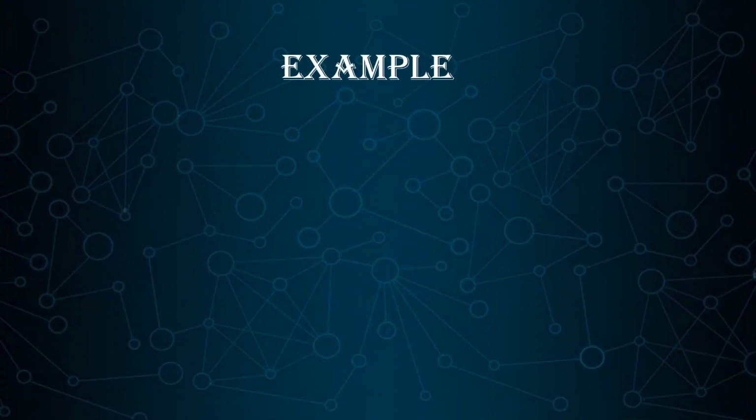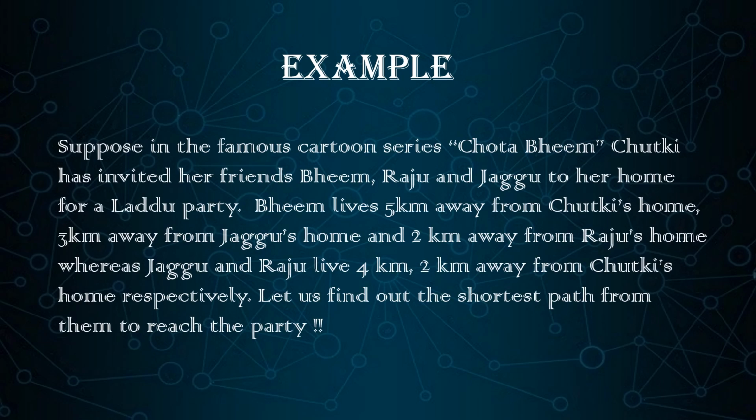Now let us see an example where this algorithm can be applied. Suppose in the famous cartoon series Chota Bheem, Chutki has invited her friends Bheem, Raju and Jaggu to her home for a Laddu party. Bheem lives 5 km away from Chutki's home, 3 km away from Jaggu's home and 2 km away from Raju's home. Whereas Jaggu and Raju live 4 km and 2 km away from Chutki's home respectively. Now let us try to find out the shortest path for each of them to reach the party.